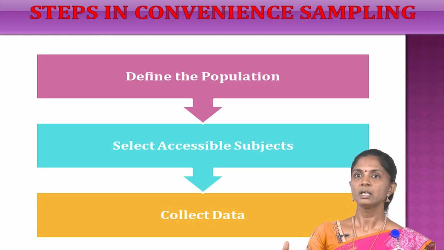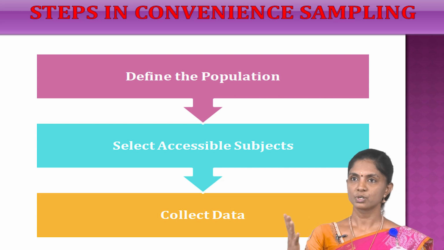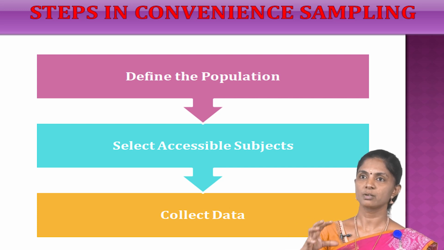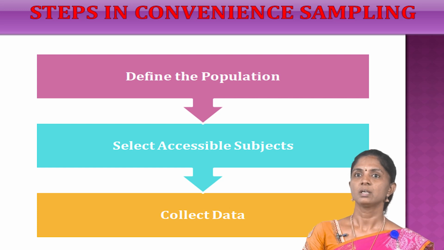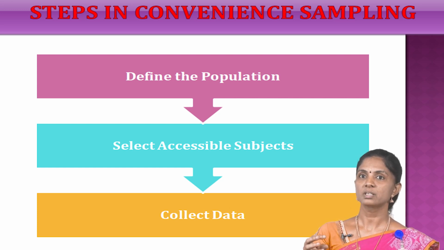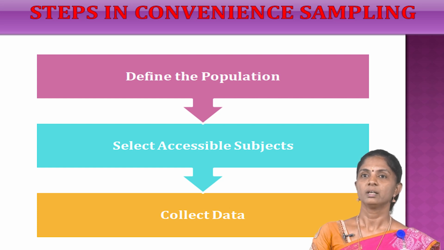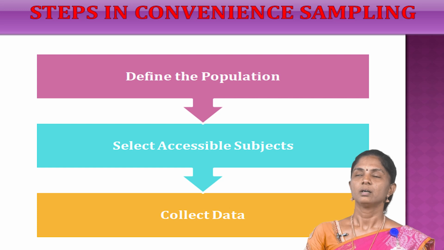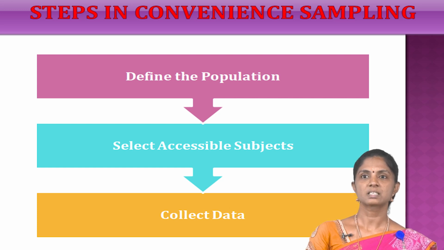Steps to follow for convenience sampling. First, define the population, to identify who the target population for the study is. Select accessible subjects. Choose subjects who are easily accessible or available. Collect data. Gather data from the selected subjects.